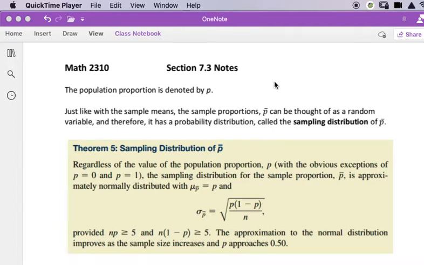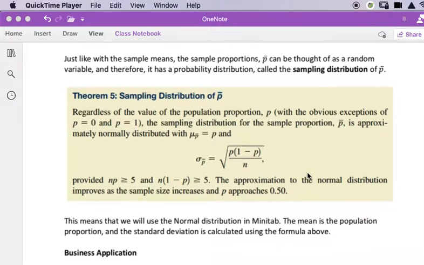In this video for section 7.3, we're going to talk about the sampling distribution for proportions. We use the letter P to stand for the population proportion. And just like with sample means, we can make a probability distribution called the sampling distribution of sample proportions, P bar, P with the line over it.